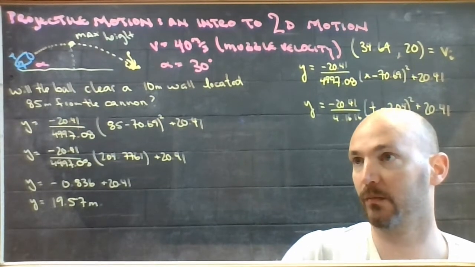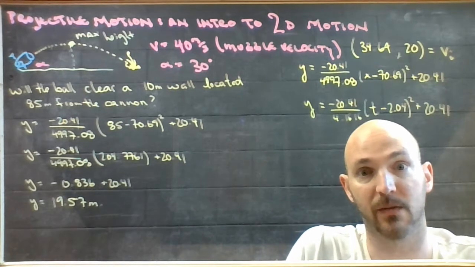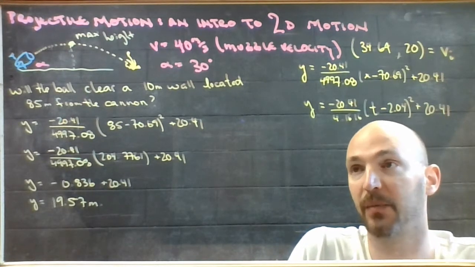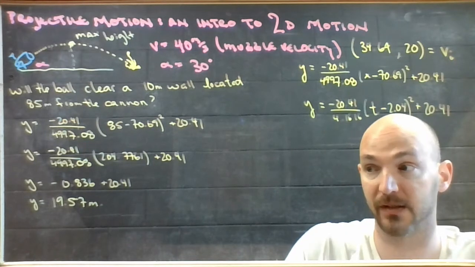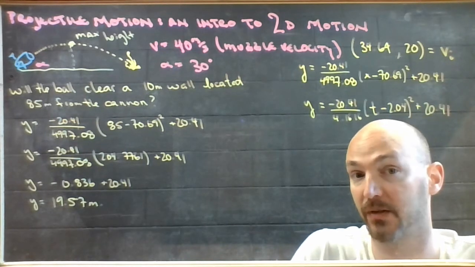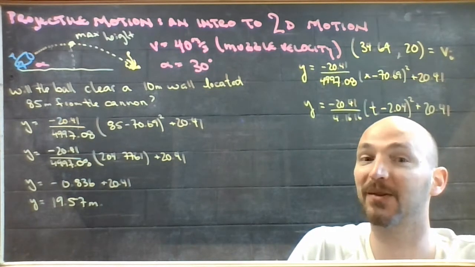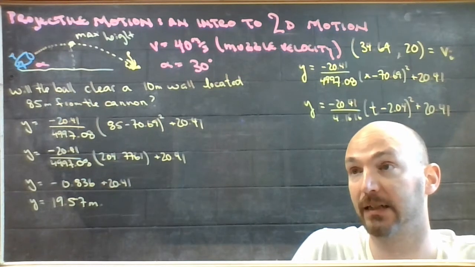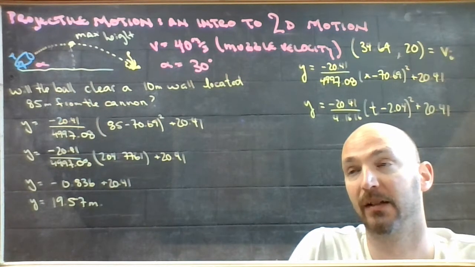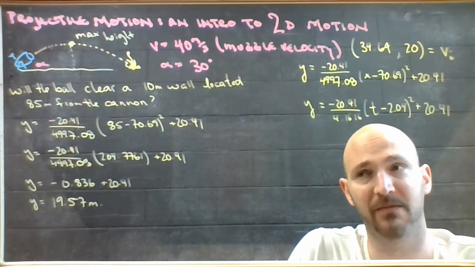All right. So, what's the answer to the question? Will the ball clear a 10-meter wall located 85 meters from the cannon? Well, yes, because the cannonball is almost 20 meters up in the air at that point. Perhaps you can see why cannons are so effective. A 10-meter wall, that's 30 feet high. That's like a 3-story building, which is a heck of a wall.